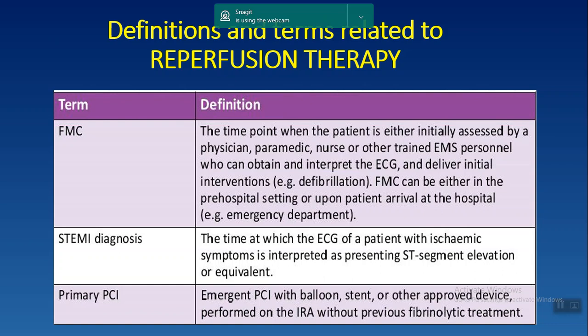So if you have an equipped ambulance with a crew that is able to obtain and interpret ECG, this can be considered the first medical contact. The STEMI diagnosis refers to the time point at which the ECG has been interpreted as ST segment elevation acute myocardial infarction. Primary PCI means emergent PCI, either with balloon or stent or with any device, performed on the infarct-related artery without fibrinolytic treatment.